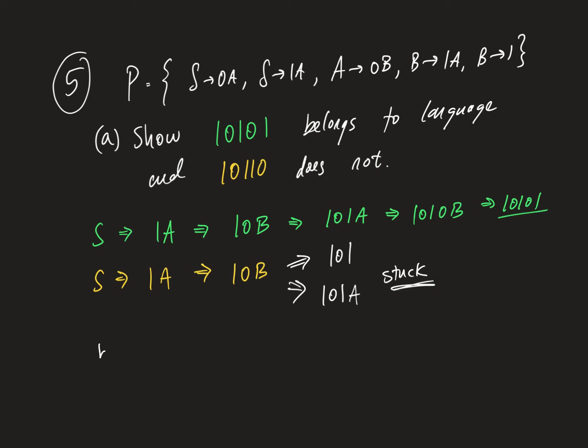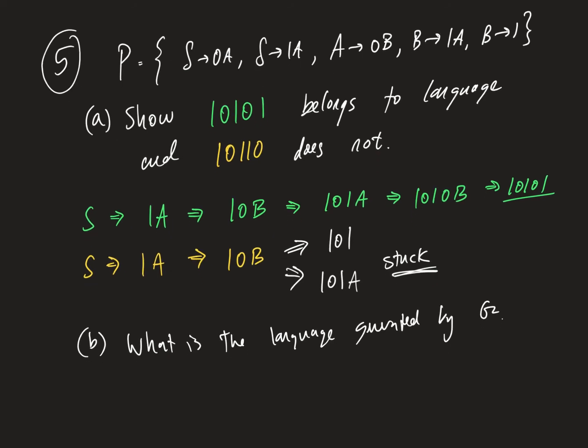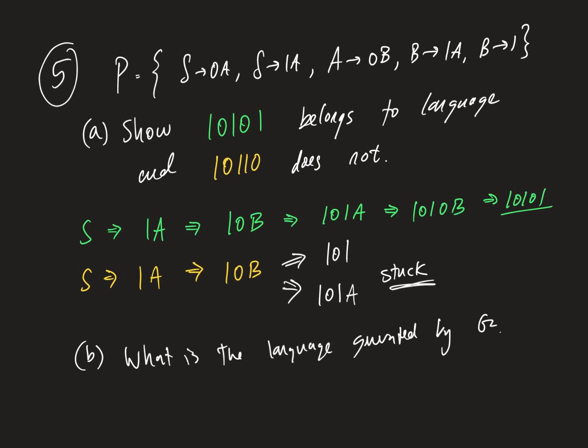Okay, now part B, it says, what is the language generated by G, this phase structure grammar. Okay, and these two examples kind of highlight what happens. So the starting symbol can either produce 0A or 1A, so we have to start with a 0 or 1, and then we go to 0B. We have to do that because there's only one production for A.